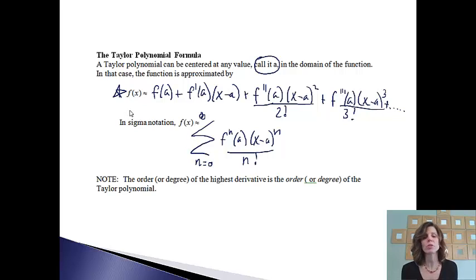If I ask you to create a Taylor polynomial, you are going to plug the information from your function into this formula. Just one note: the order, or degree, of the highest derivative is the degree of the Taylor polynomial. So if I ask you to find a Taylor polynomial of degree 3, we will go out to the third derivative. And so hopefully now at least you're familiar with the formula. Our next video will get into some examples of creating Taylor polynomials.